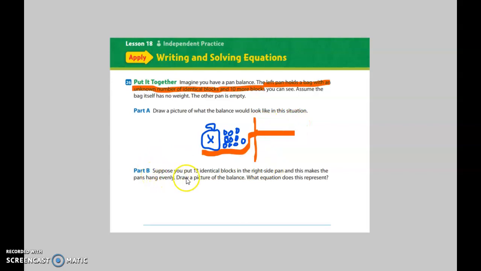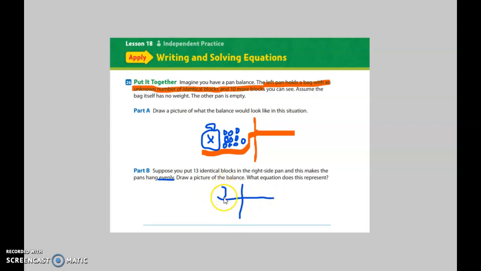For part B, it says suppose you put 13 identical blocks in the right side of the pan, and this makes the pan hang evenly. So now they're flat, basically. This pan is going to be like this. Straight across, it's just going to be a line. Draw a picture of the balance. What equation does this represent? Okay. Again, we're not solving any equations, we're just drawing and writing what the equation would be.